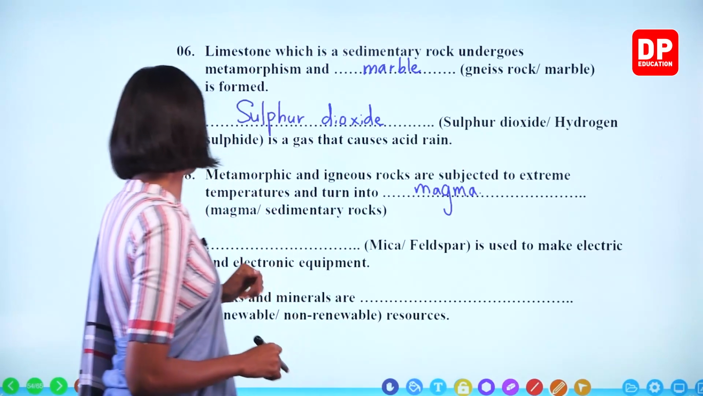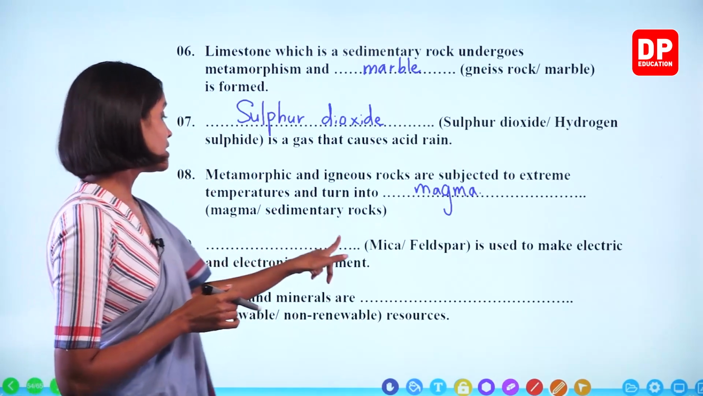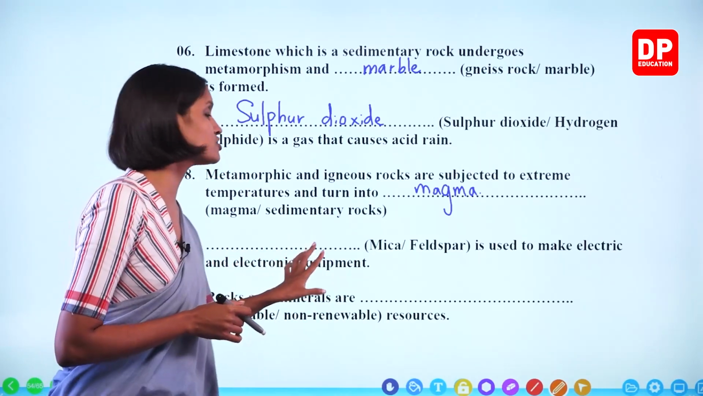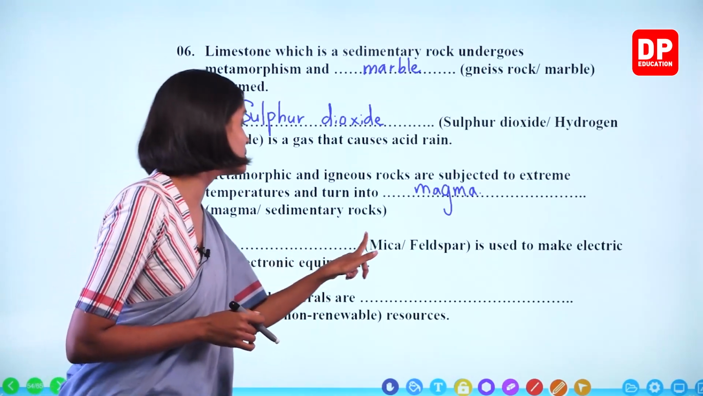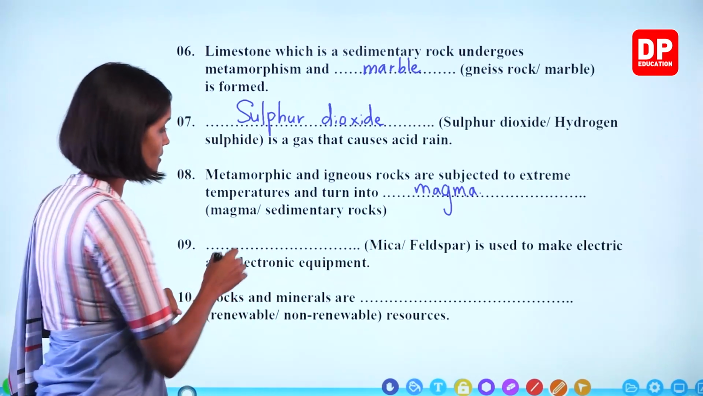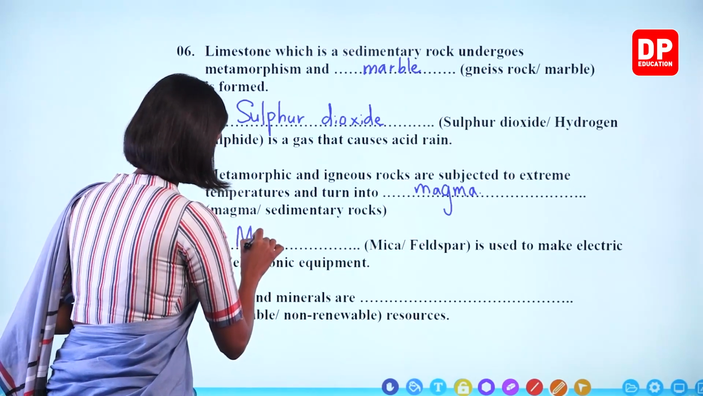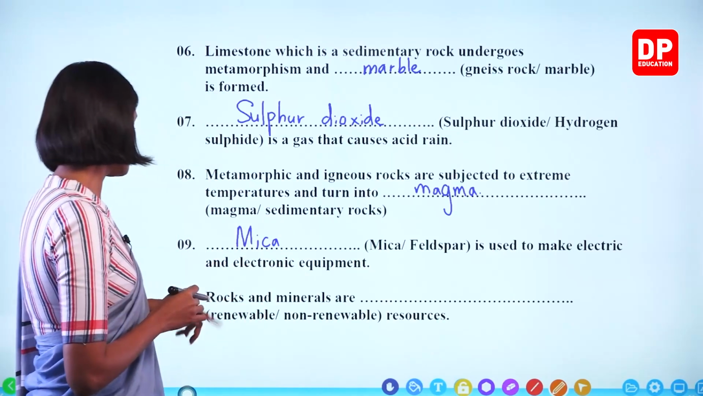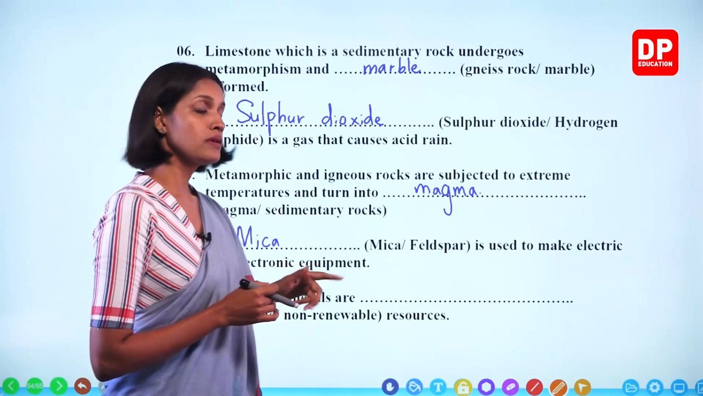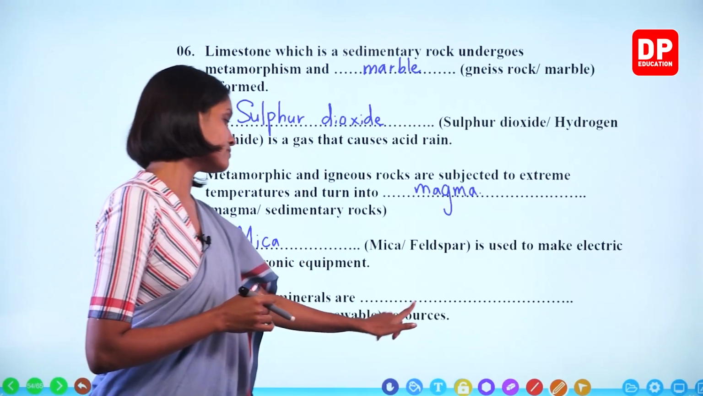Magma is formed. Molten rock is known as magma. Right. Number 9. Mica or feldspar is used to make electric and electronic equipment. So that would be mica. Mica is used in these types of industries, okay? Number 10. Rocks and minerals are renewable or non-renewable resources.